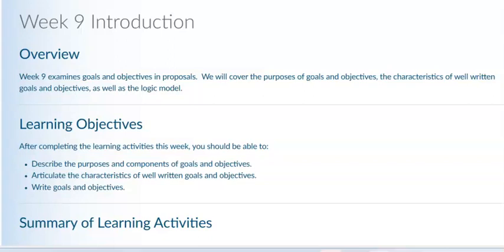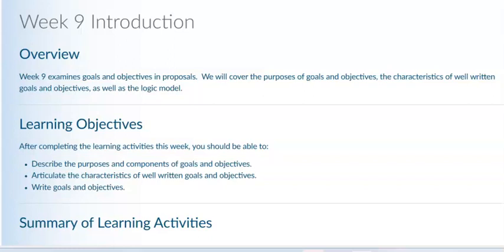Good morning. This is now week 9 of Social Work 636. Week 9 examines goals and objectives in proposals. We will cover the purposes of goals and objectives, the characteristics of well-written goals and objectives, as well as the logic model. The learning objectives are as follows.